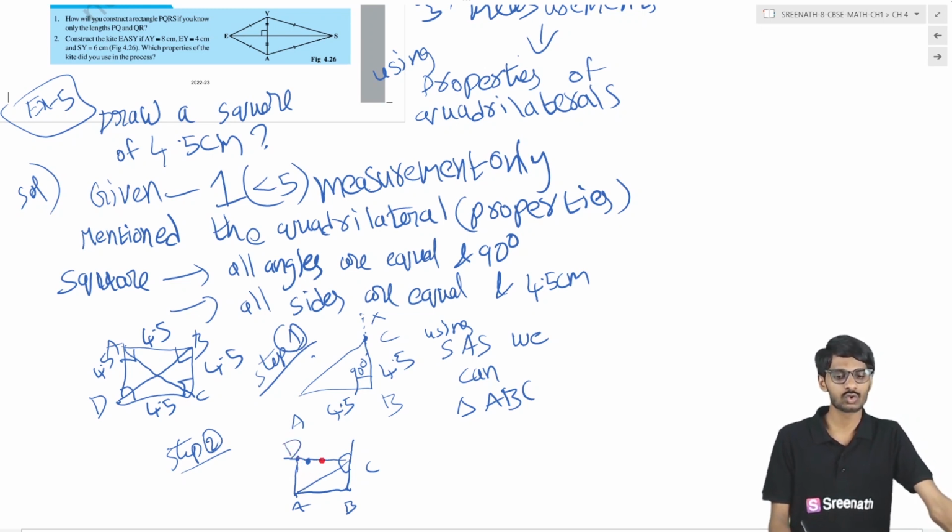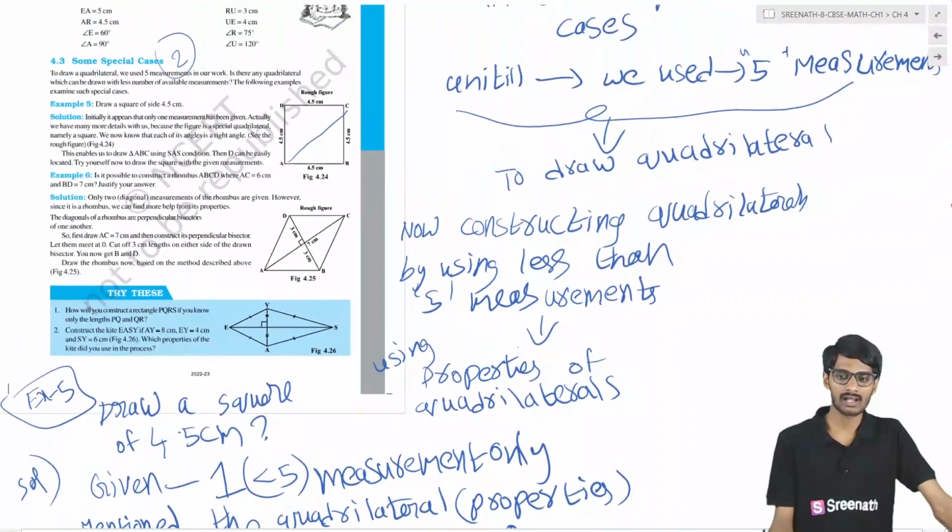In that way you can do it, or otherwise take the compass, mark 4.5 centimeters and give an arc here, and take the compass from here and again give a mark here. These two intersections will give the point, that is D. Like that you can easily construct a square, students. So in that way you can draw this.